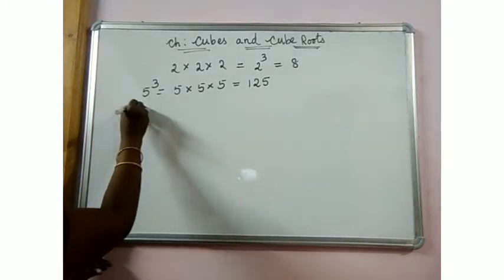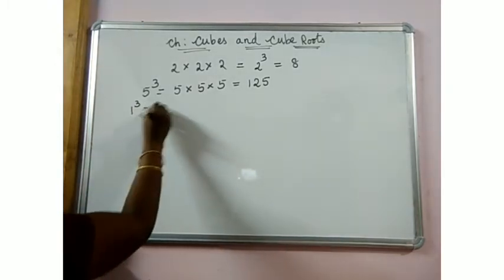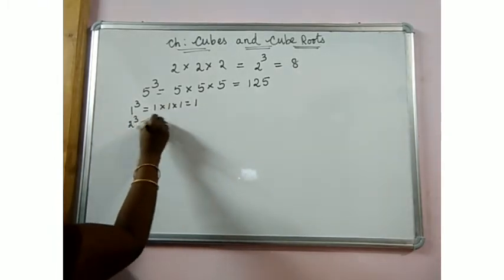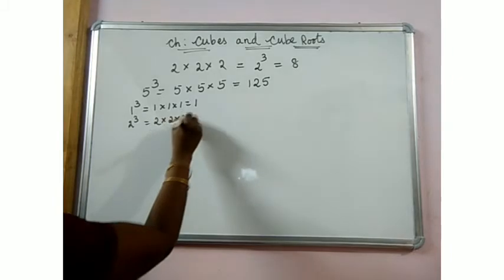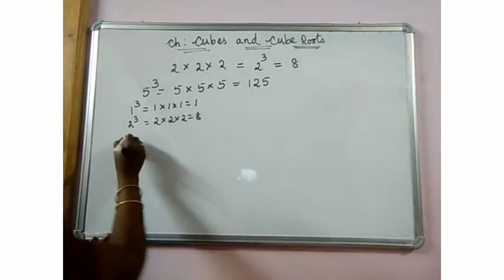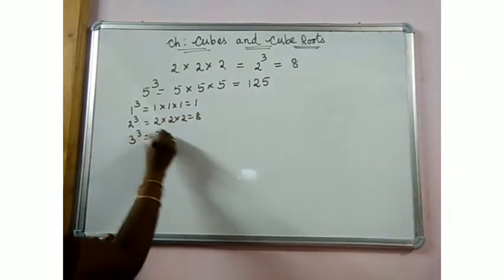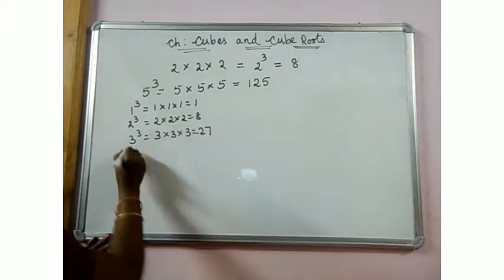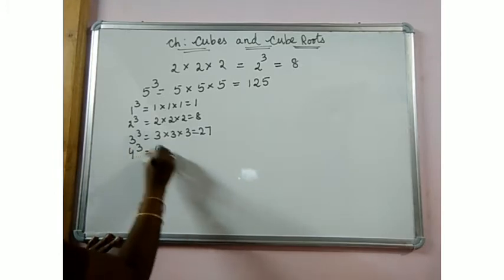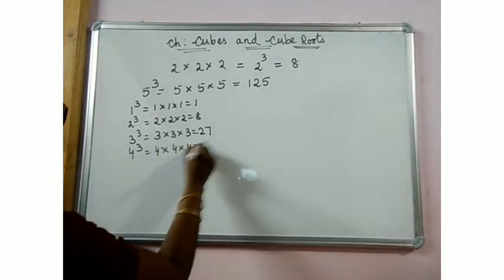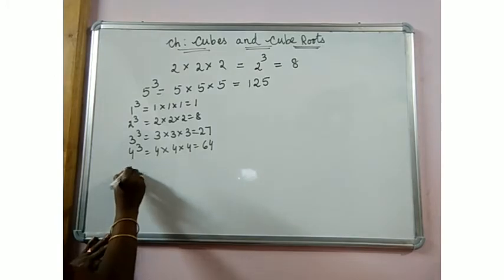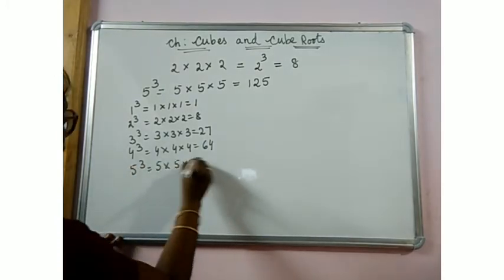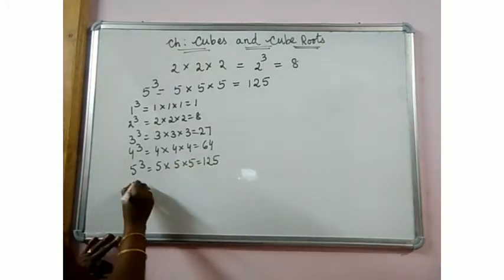So let me give you: 1 cube means 1 into 1 into 1, that gives you 1. 2 cube is 2 into 2 into 2, that is 8, already I have shown. 3 cube is 3 into 3 into 3, 3 3s are 9, 9 3s are 27. 4 cube is 4 into 4 into 4, that is 64. 5 cube is 5 into 5 into 5, that is 125.